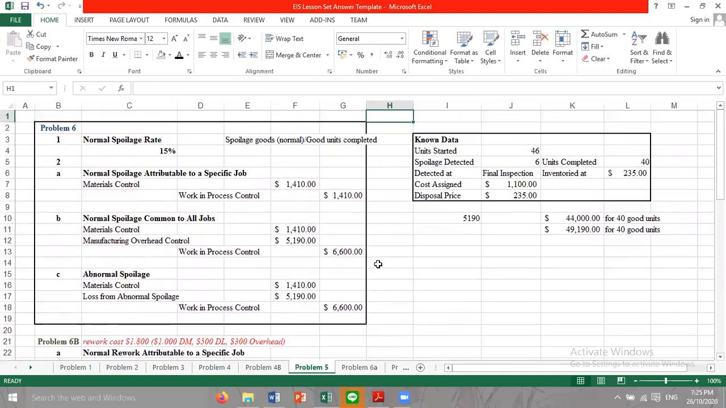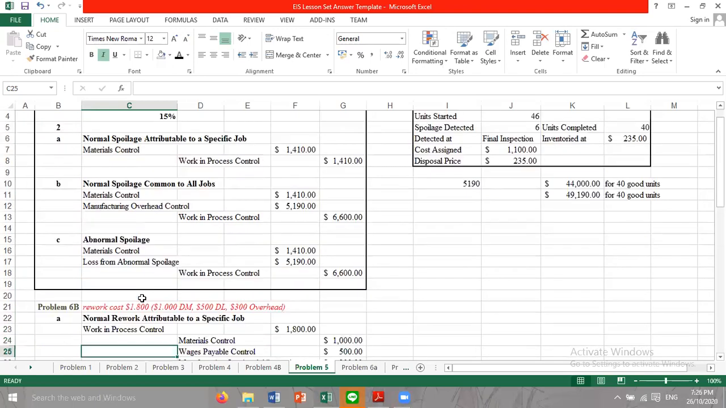It's actually pretty simple, but we just need to memorize all the journals and the possible scenarios. So once again, for spoilage, the possible scenarios are: attributable to a specific job, common to all jobs, and abnormal spoilage, in which the difference will be the loss in value where it is allocated to. If it's attributable to a specific job, the loss in value will stay in WP control. If it's common to all jobs, the loss in value will be allocated to MOH control. If it's abnormal, it will be allocated to loss from abnormal spoilage.